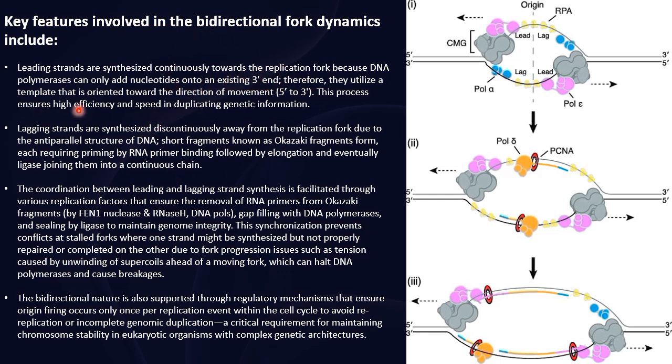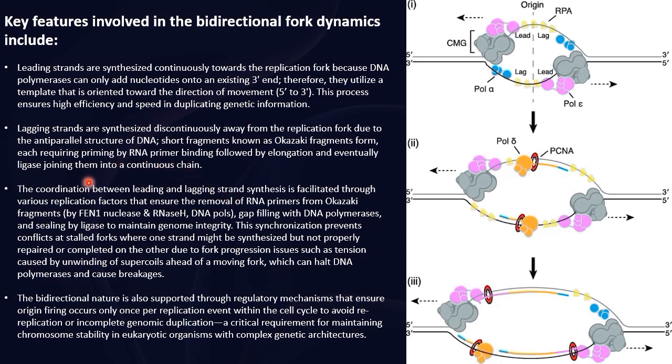Then comes the lagging strand, which is synthesized discontinuously away from the replication origin due to the anti-parallel structure of DNA. Short fragments known as Okazaki fragments form, each requiring priming by an RNA primer, binding, followed by elongation, and eventually ligase joining them into a continuous chain.